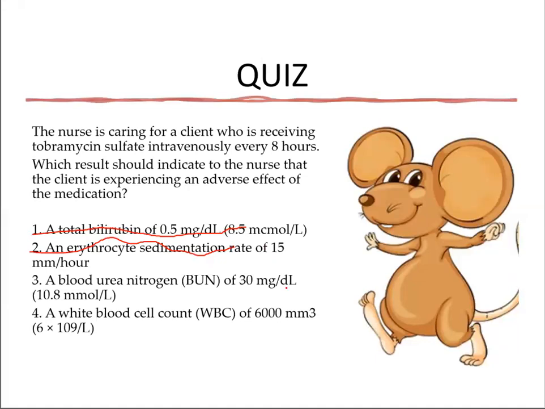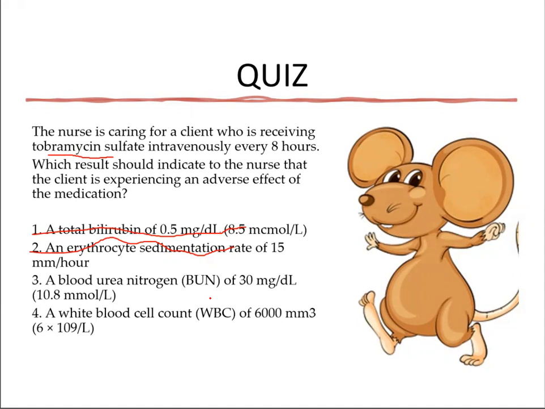So this is elevated. And I know that tobramycin is an aminoglycoside antibiotic. Some of the adverse effects you will see with aminoglycosides include nephrotoxicity, which is what the BUN is showing us. So it's having an effect on the kidneys. You will see an increased BUN, and you will see increased serum creatinine.